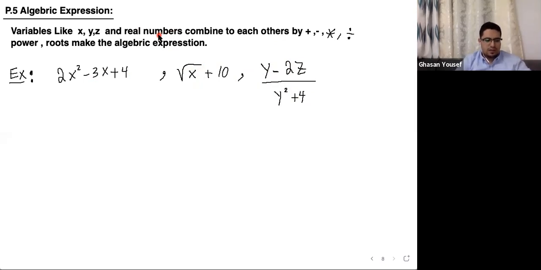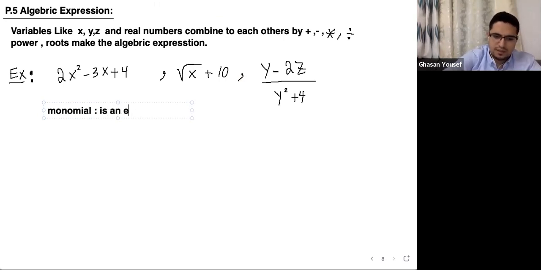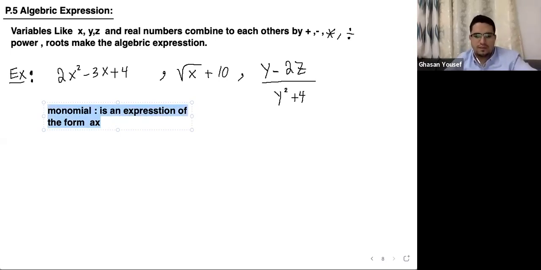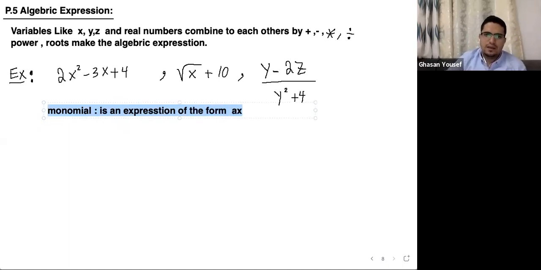Now let's talk about polynomials. But before we start, let's begin with the simplest kind of polynomial, called a monomial. The definition of a monomial is like this: a monomial is an expression of the form a times x, such that a is a real number and x is a variable. But here we have only one term.